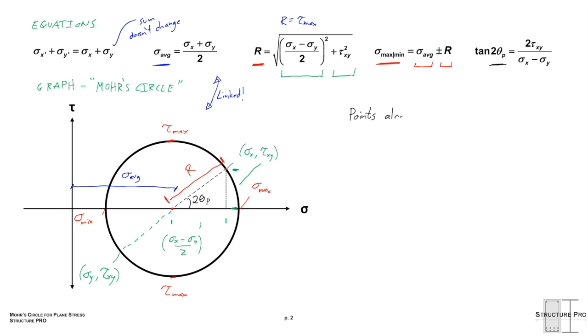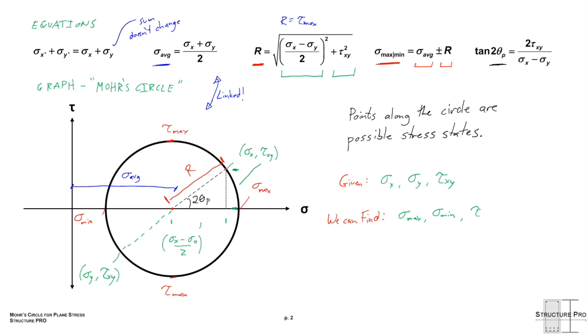So just to clarify what this circle actually is, points along the circle are basically possible stress states if the element is rotated at different angles. So if we're given an arbitrary stress state, sigma x, sigma y and tau xy, we can find sigma max, sigma min, and tau max, and these will end up being important parameters for failure criteria for different materials.